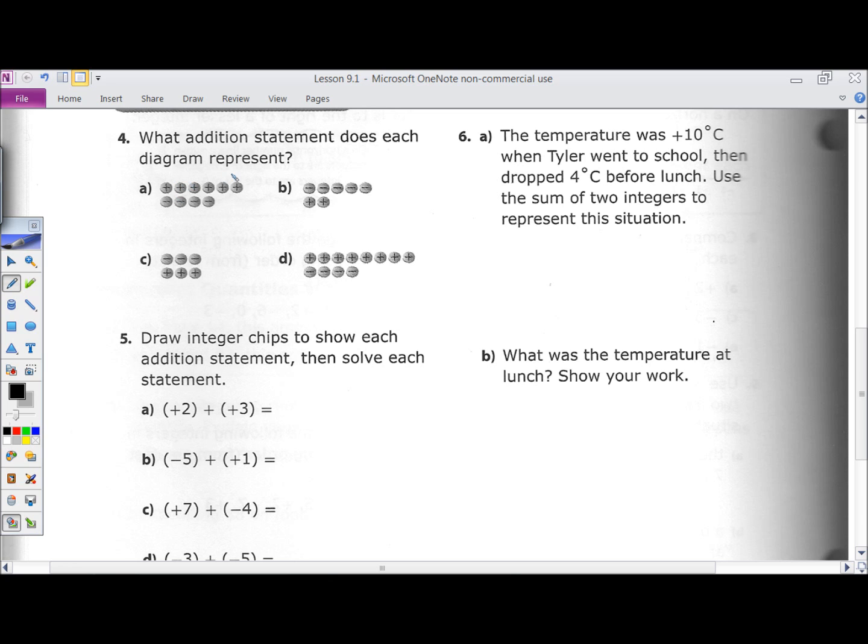So let's count our positives. Let's count our second row here to figure out what the addition statement is representing. So we got 1, 2, 3, 4, 5, 6 positives here. So that's positive 6. And plus 1, 2, 3, 4. Negative 4. And again, you don't have to put the brackets, but you can. So positive 6 plus negative 4, you could also just write this like this: 6 plus negative 4.